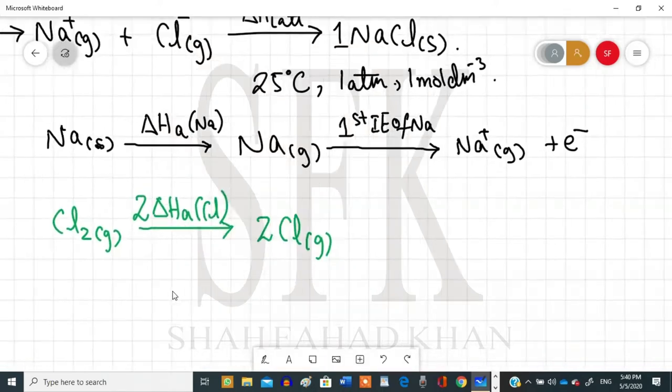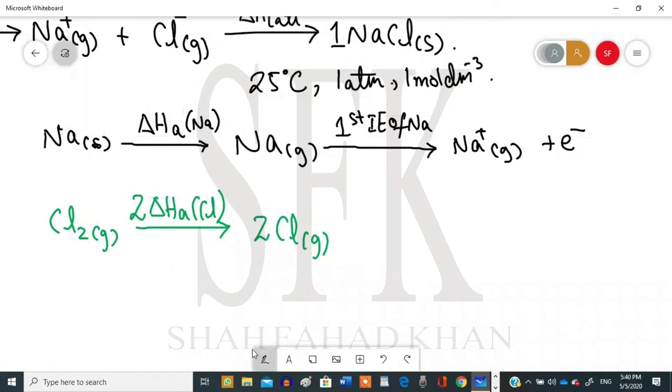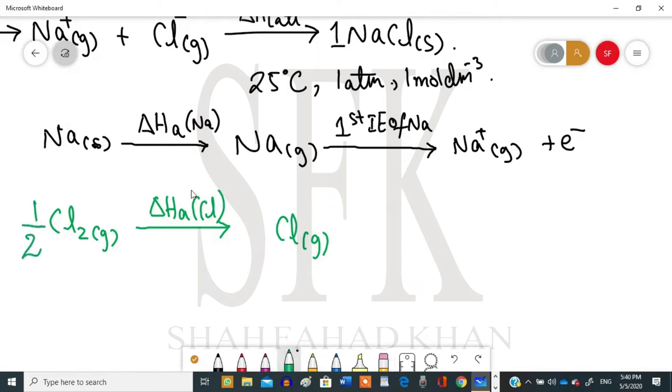But since we've got 2 chlorine atoms, this is going to be twice the enthalpy change of atomization of chlorine, okay? To keep stuff simple, let's not consider this twice. Let's divide the entire equation by 2, okay? Dividing the entire equation by 2 means the equation can be balanced this way too, right? In this case, the enthalpy change of this reaction is going to be the enthalpy change of atomization of the chlorine atoms, right?